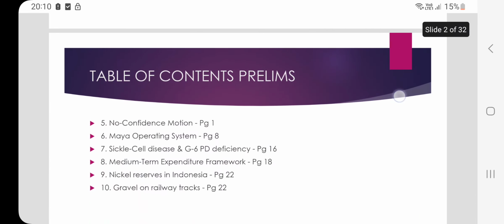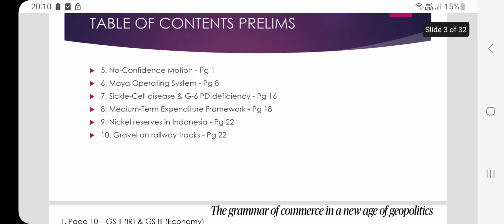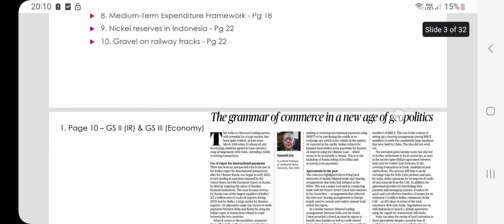For prelims, table of contents are no confidence motion, Maya operating system, sickle cell disease, G6PD deficiency, medium term expenditure framework, nickel reserves in Indonesia, Gravel railway tracks. Moving on into the first article.